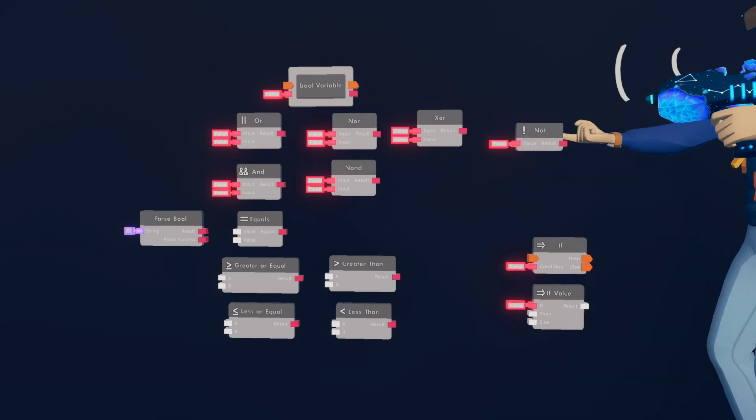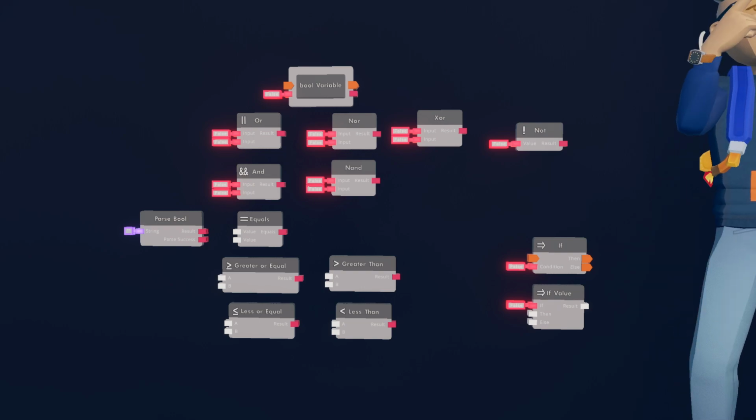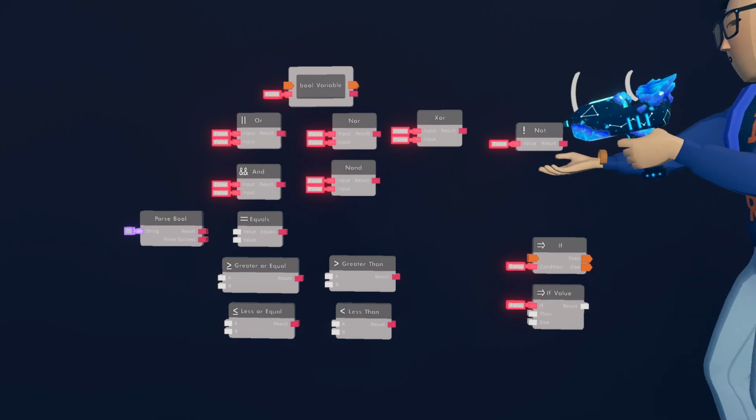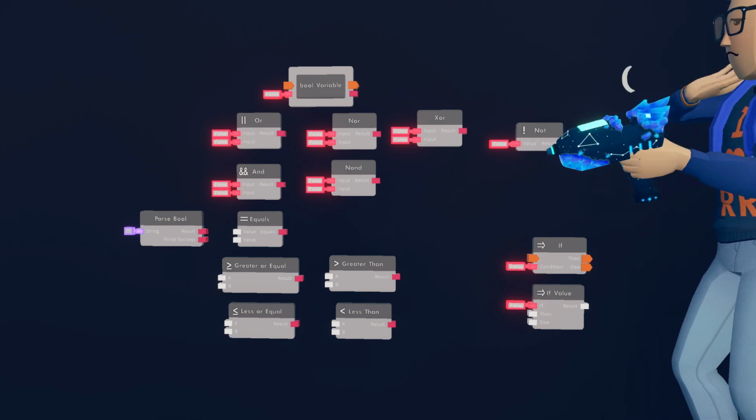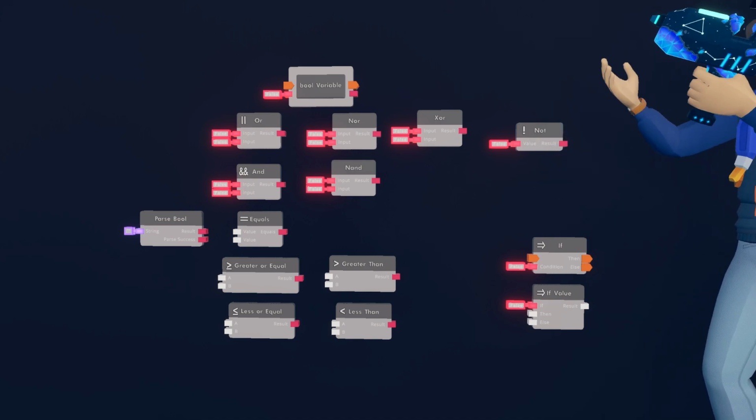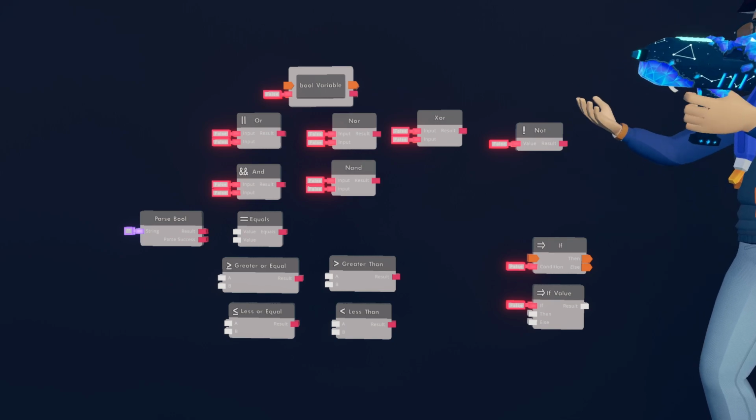Then we have NOT. This just takes a Boolean value and flips it. So there's only one input because that's all you need. It's considered a unary operator, just taking one value. So if you input false, it gives you true. If you input true, it gives you false.